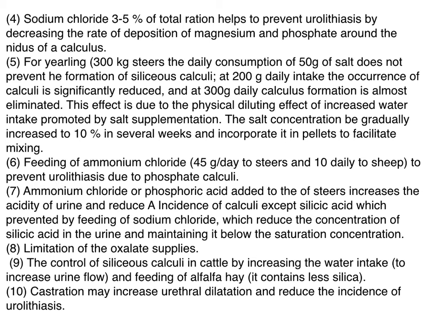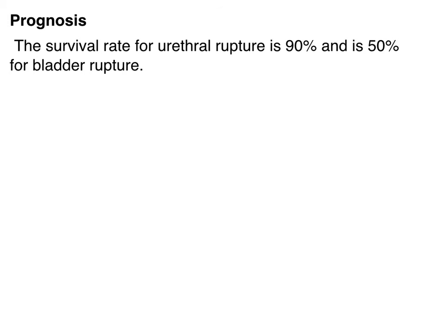Feeding of ammonium chloride should be done, at an amount of 45 grams per day. Ammonium chloride or phosphoric acid added to the ration increases the acidity. Limit the oxalate supply, and control siliceous calculi in cattle by increasing water intake. As for the prognosis, the survival rate for urethral ruptures is 90% and 50% for bladder rupture.